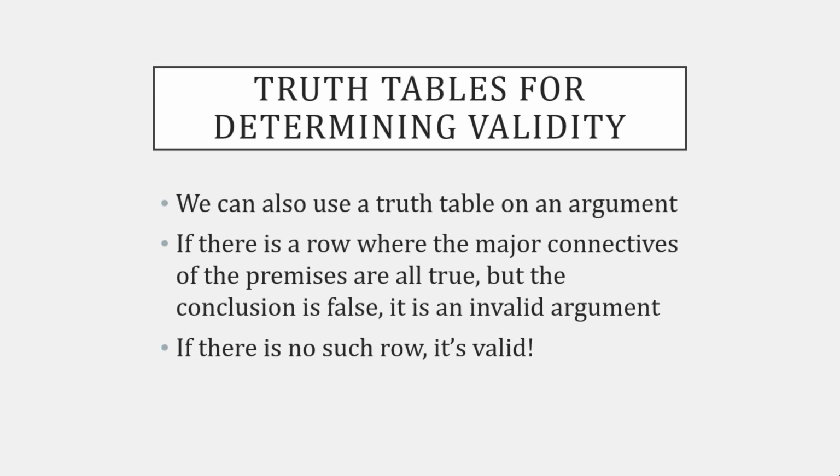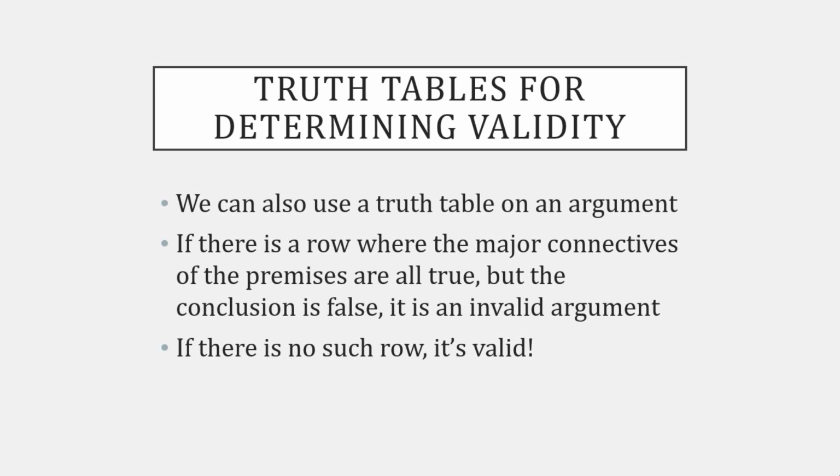And once we've built our truth table, we can use it to diagnose a few things about the argument. For example, if there's a row where the major connectives of the premises are all true, but the conclusion is false, it's an invalid argument. Remember our definition of validity. An argument is valid just in case there's no possible scenario in which the premises are true, but the conclusion is false.